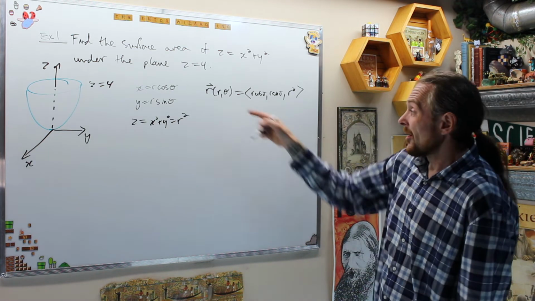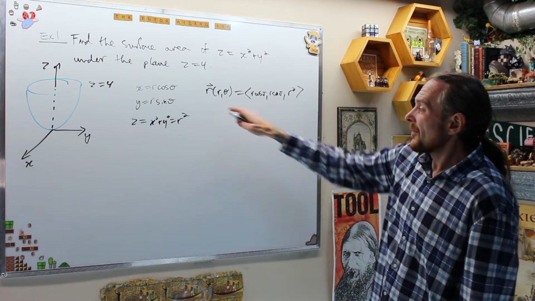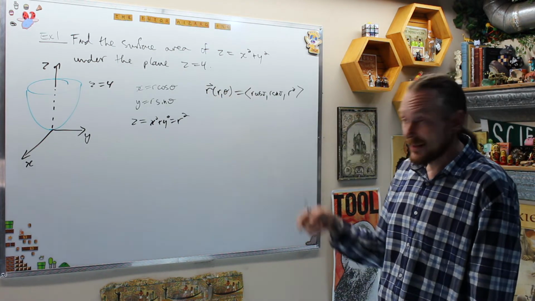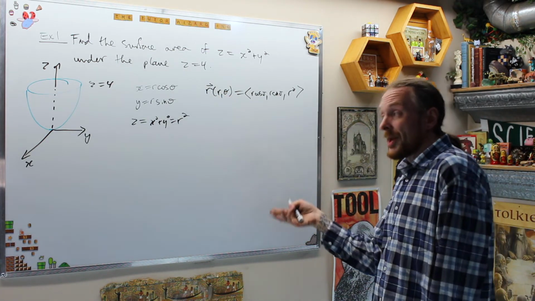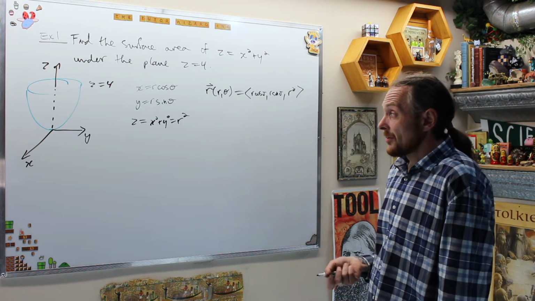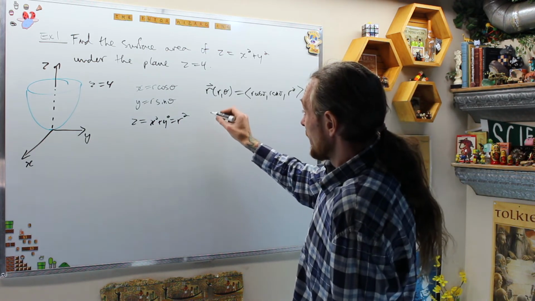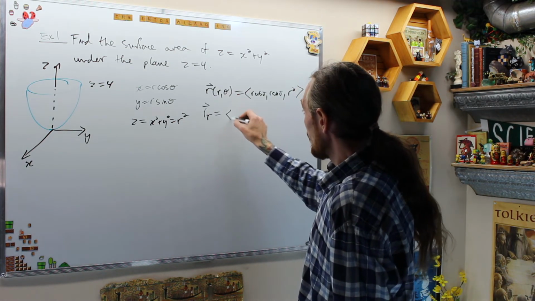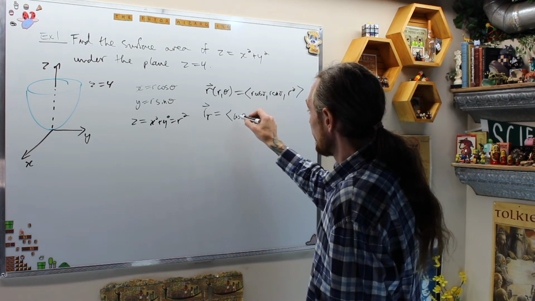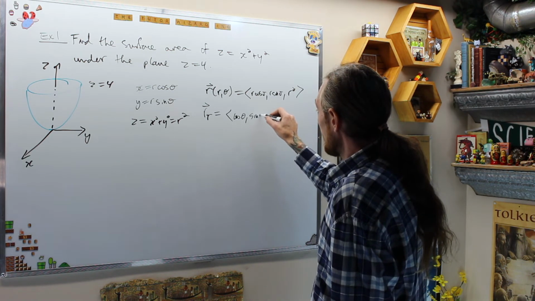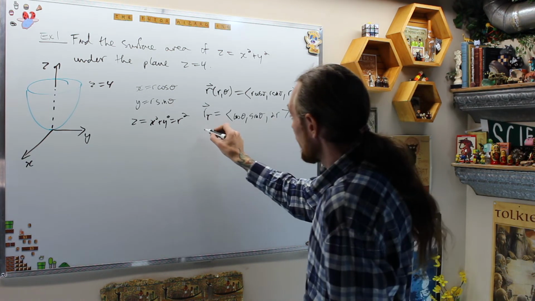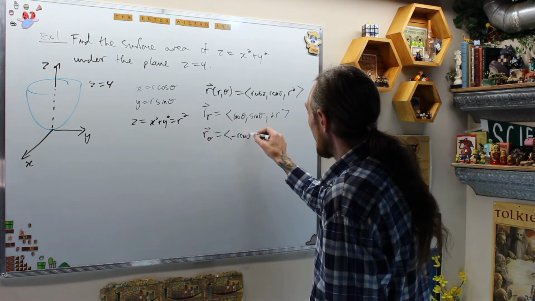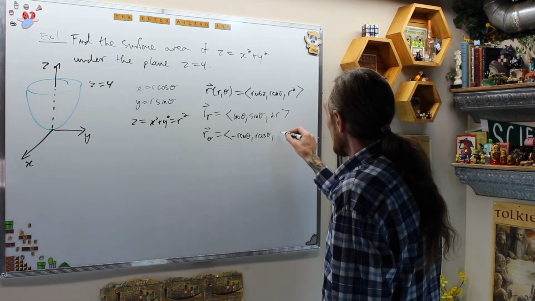Then what I need are the two partials. I need to compute the partial of this vector with respect to r and theta, and then get the cross product and get their norm, and then we can compute using the differentials. Then what we're going to get is r_r is going to equal cos theta, sine theta, 2r, and then r_theta is going to equal negative r sine theta, r cos theta, 0.